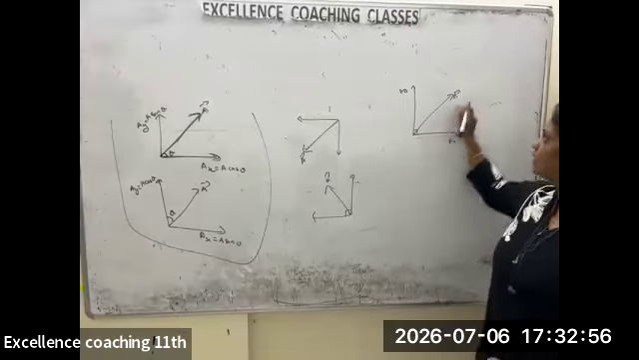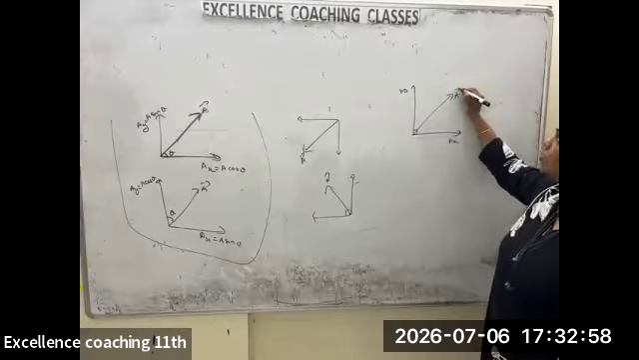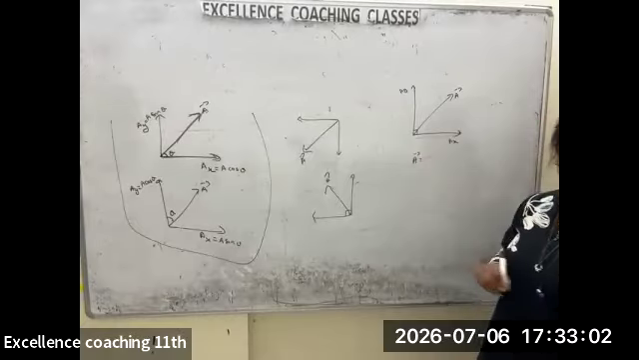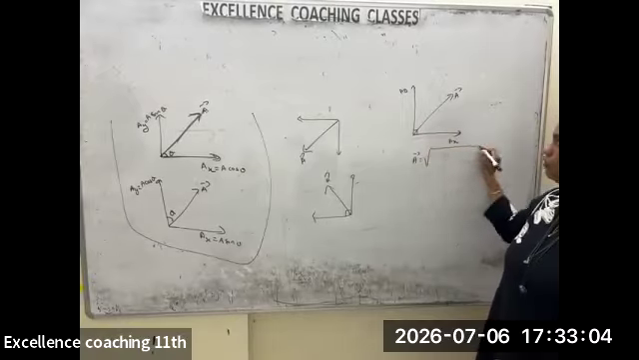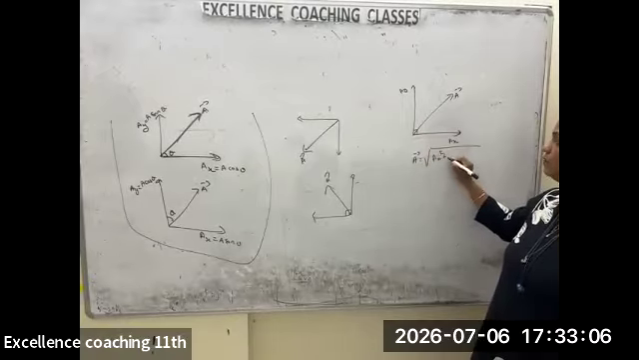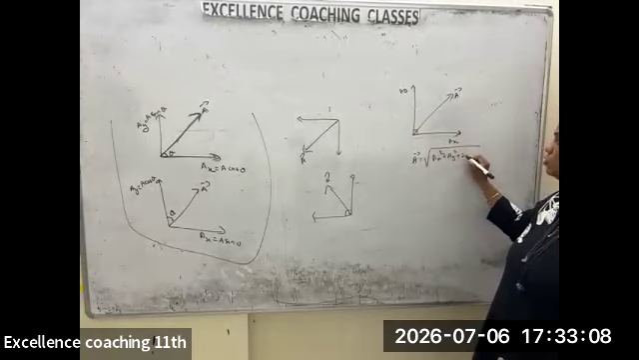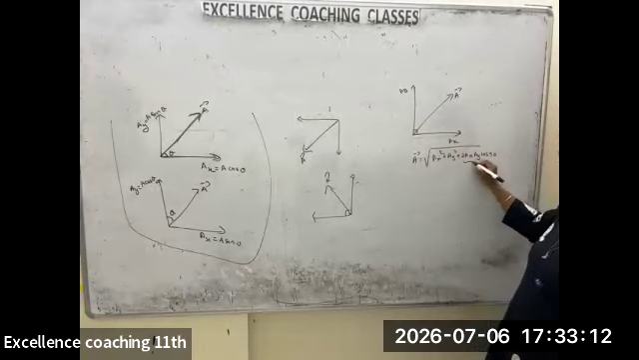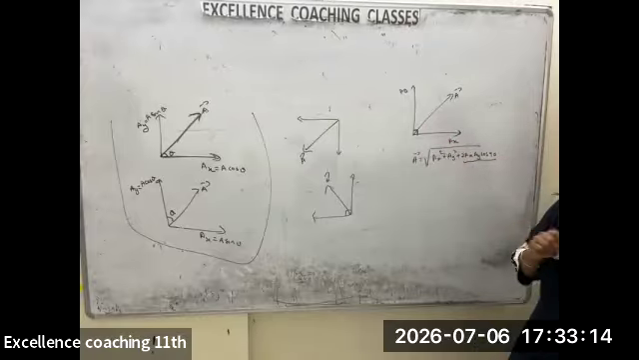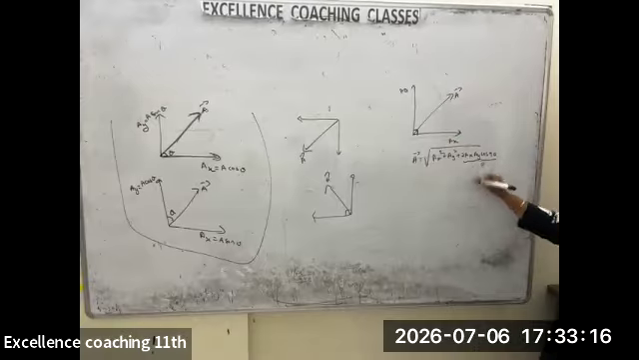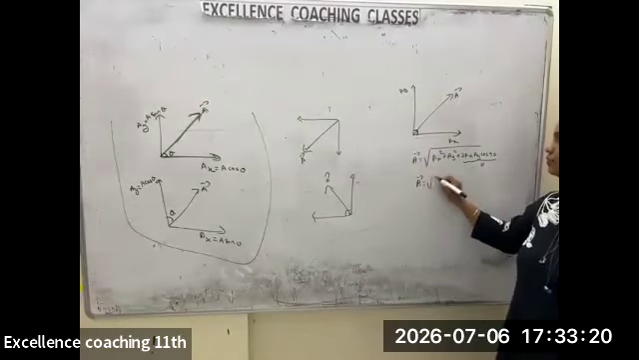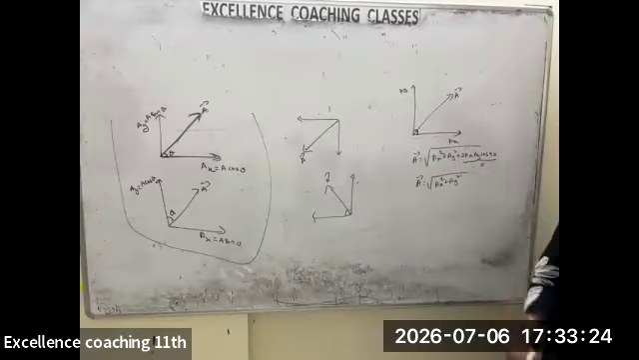What answer were you all getting? Let me name the resultant A. Okay. So what is your A? Equal to root of AX square plus AY square plus 2AX AY cos 90. Cos 90, the angle between the two vectors is 90. So this becomes 0. So what is your A? It is root of AX square plus AY square.